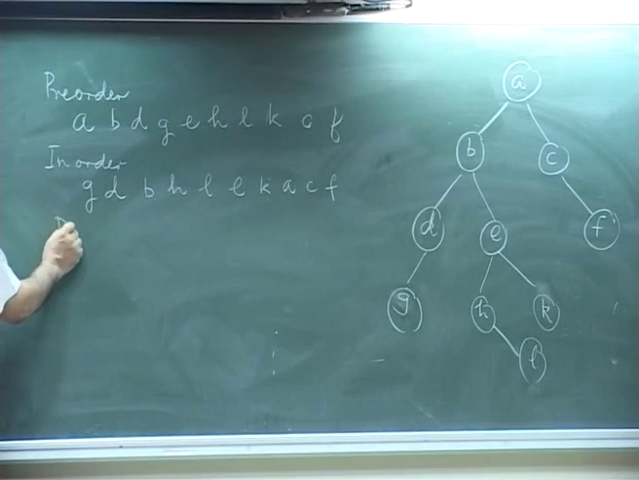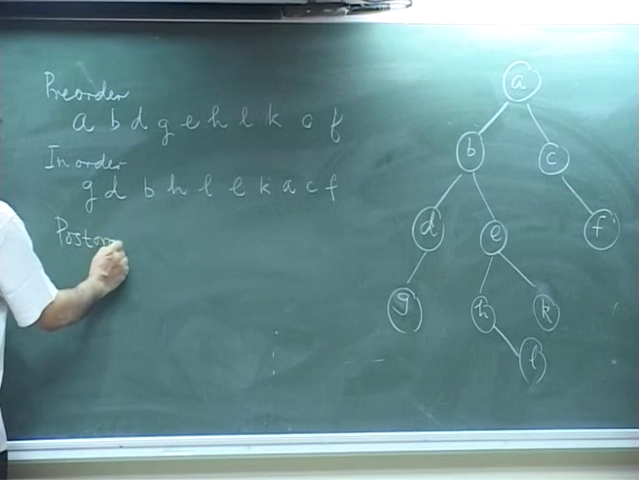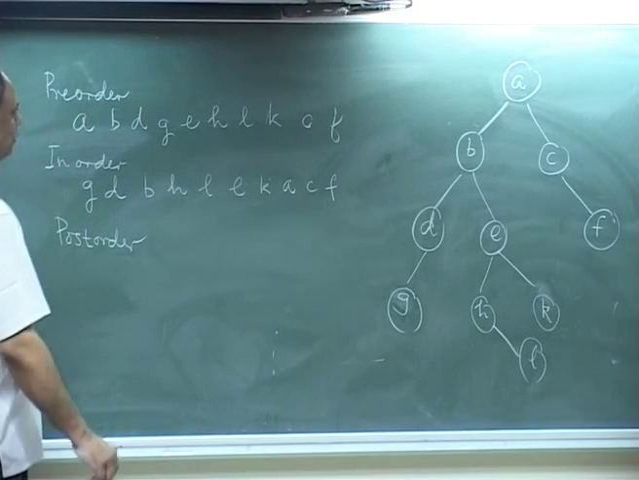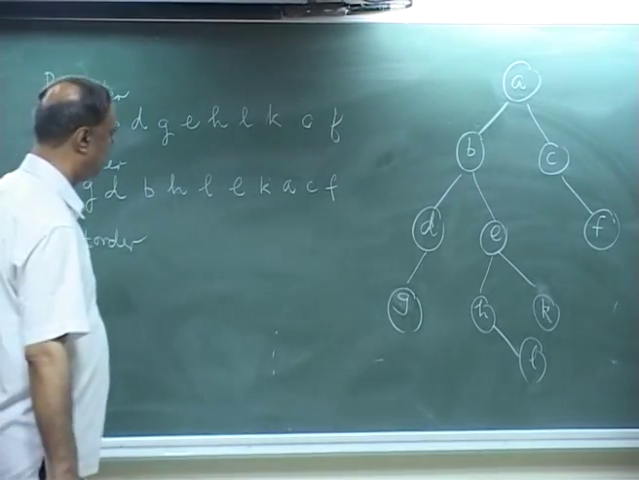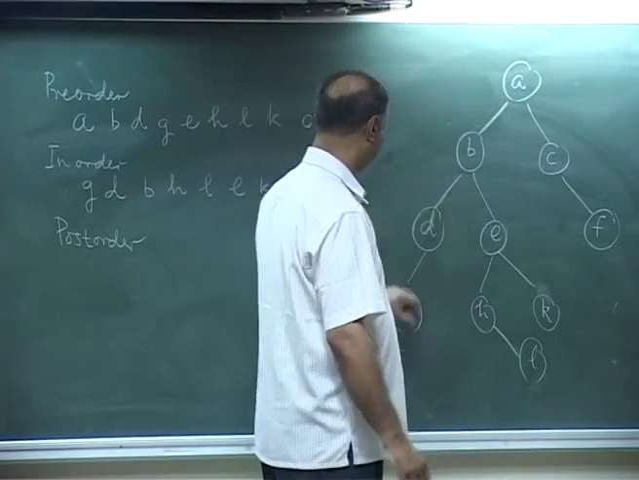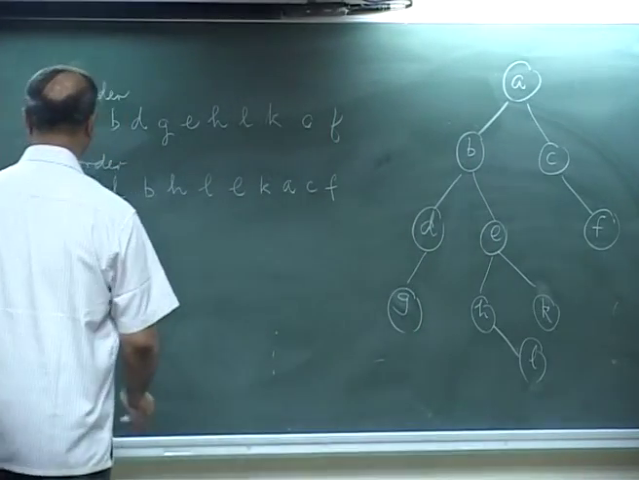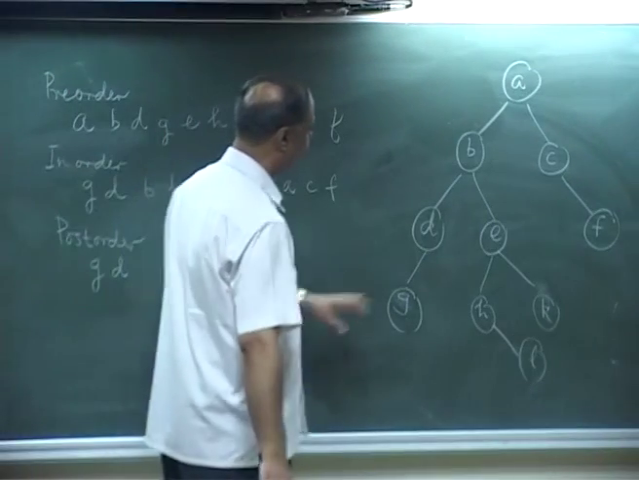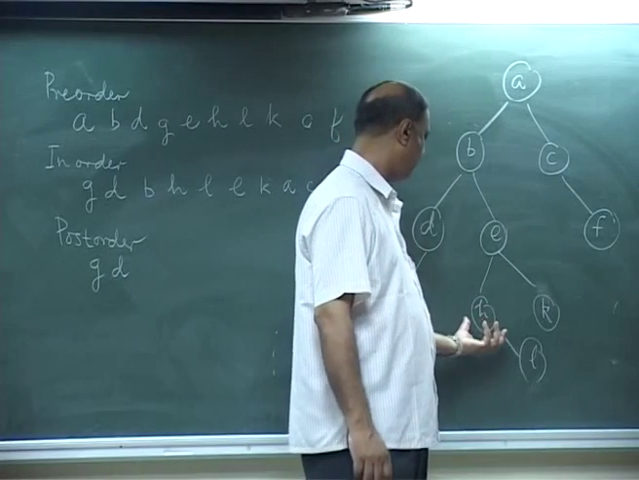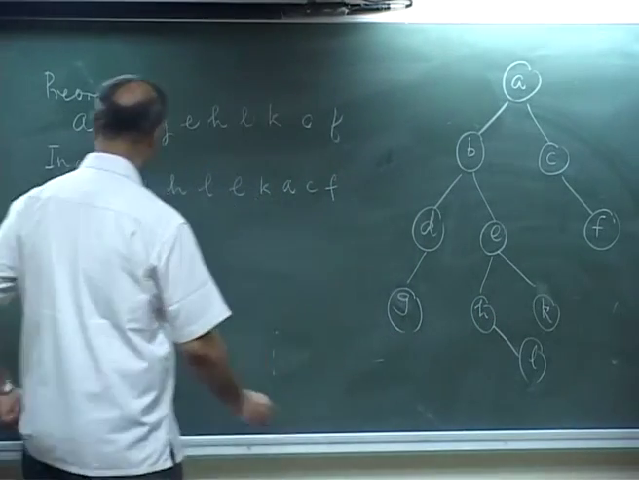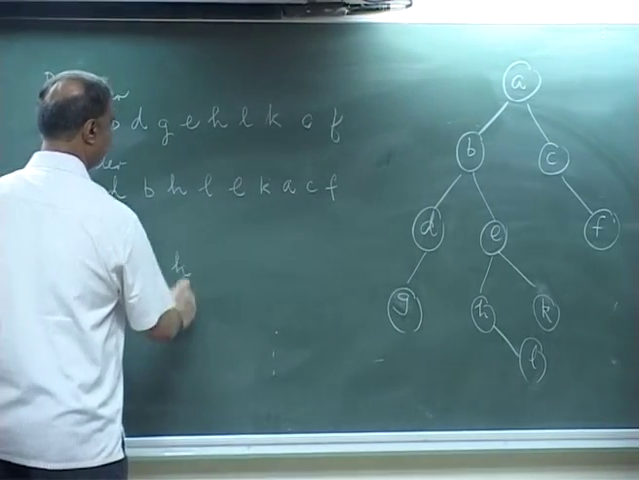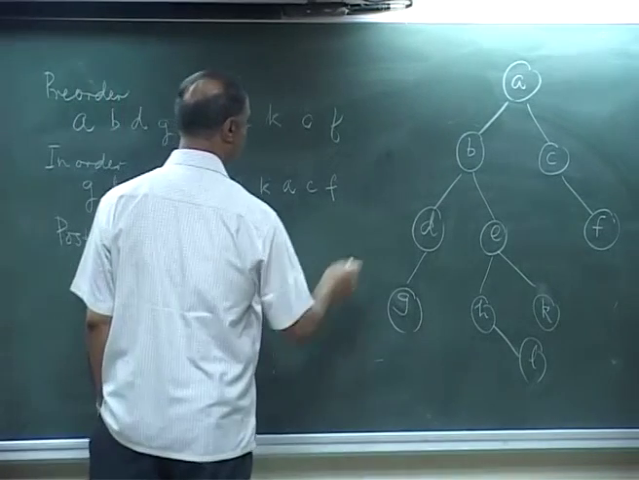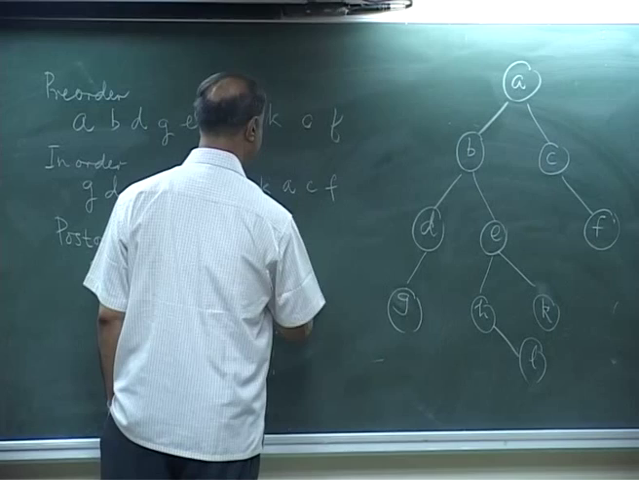And if I traverse post order, then left subtree, right subtree, and then root. Now left subtree, right subtree, then root, then left subtree, right subtree, so G, D, then right subtree, left subtree, right subtree is L, H, K, E, B, F, C, A.